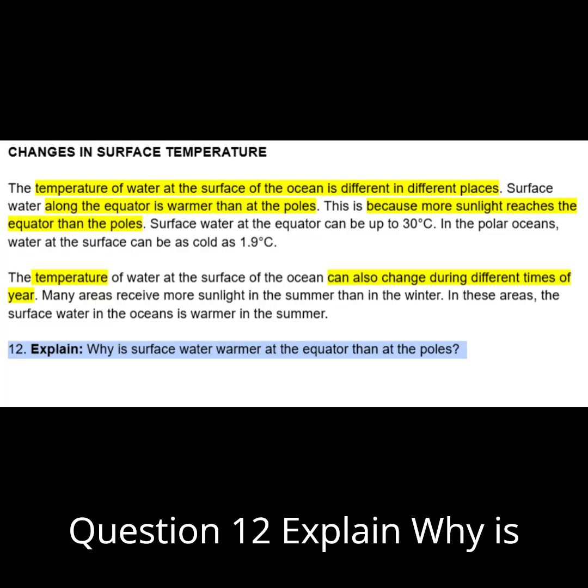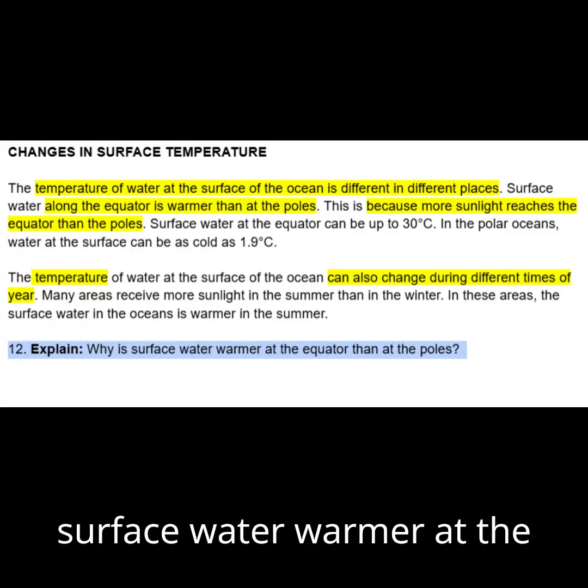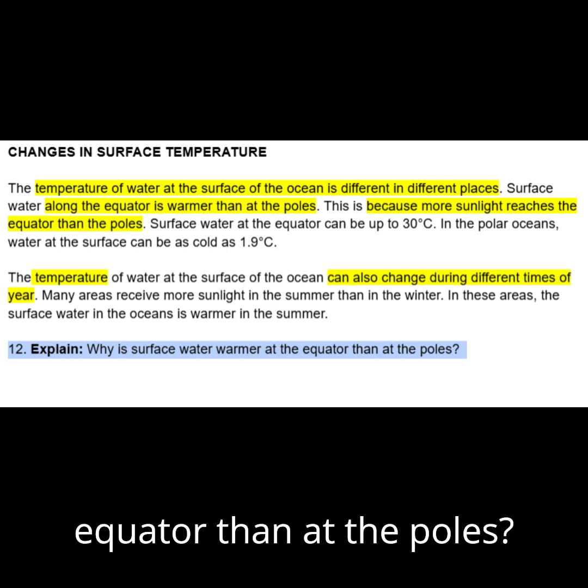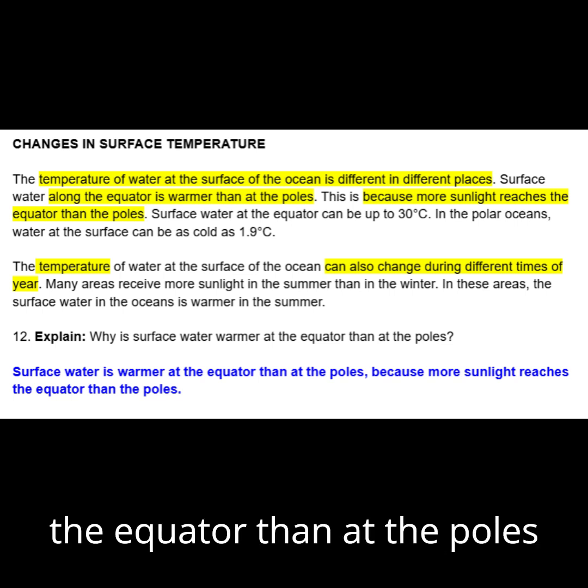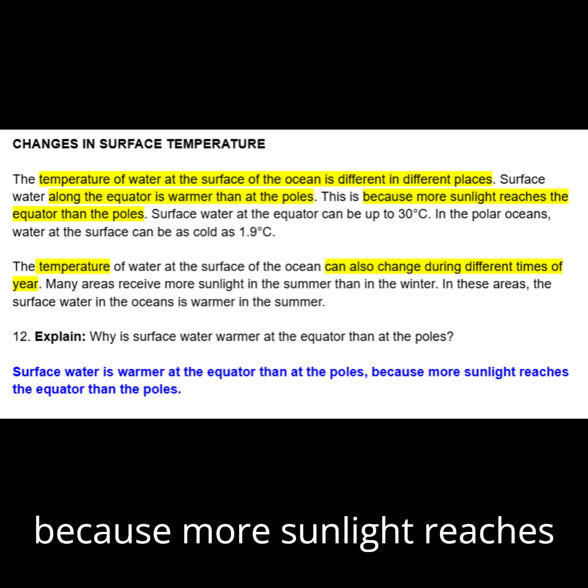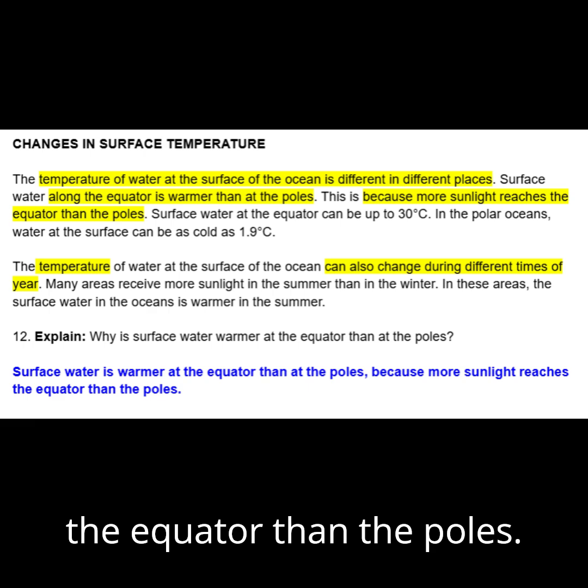Question 12. Explain. Why is surface water warmer at the equator than at the poles? Surface water is warmer at the equator than at the poles because more sunlight reaches the equator than the poles.